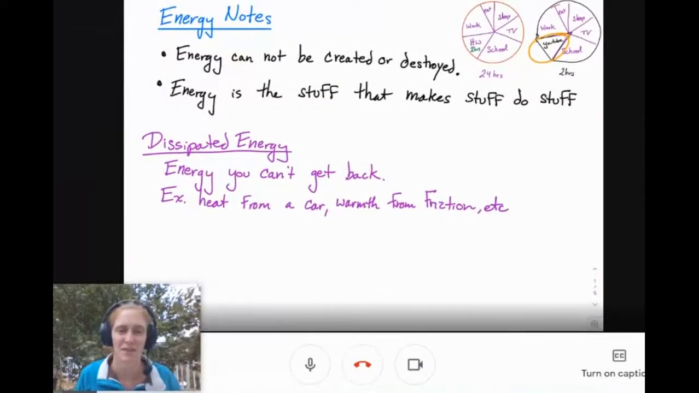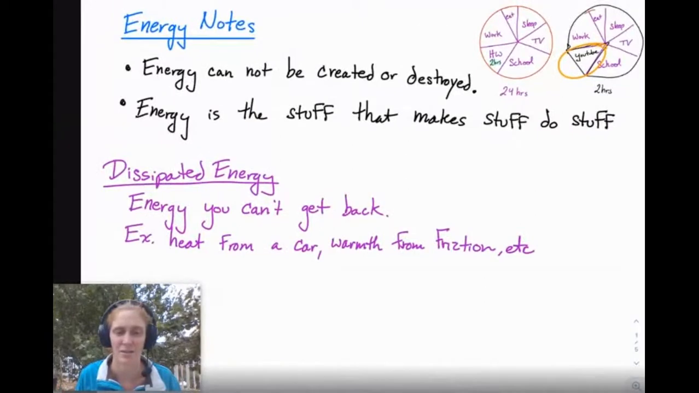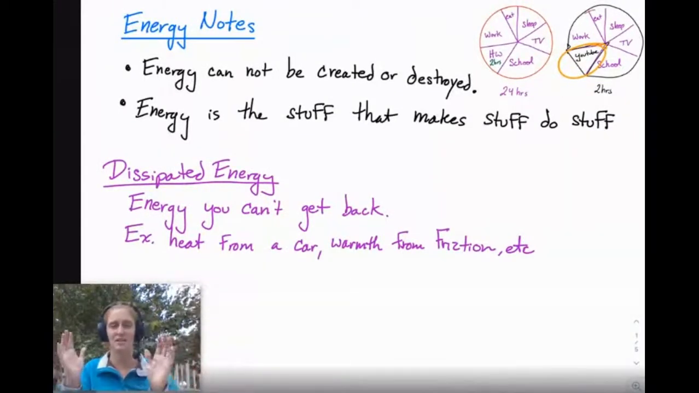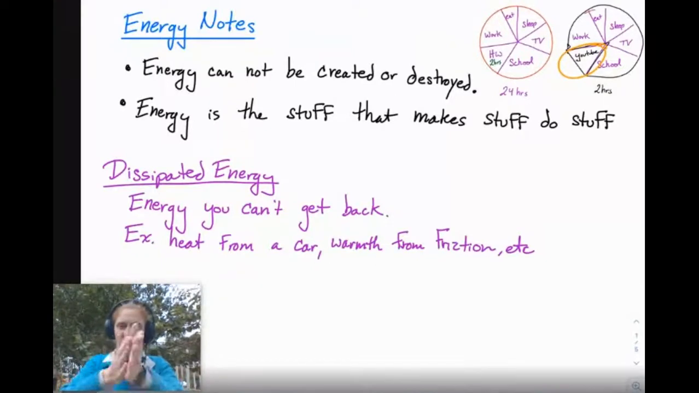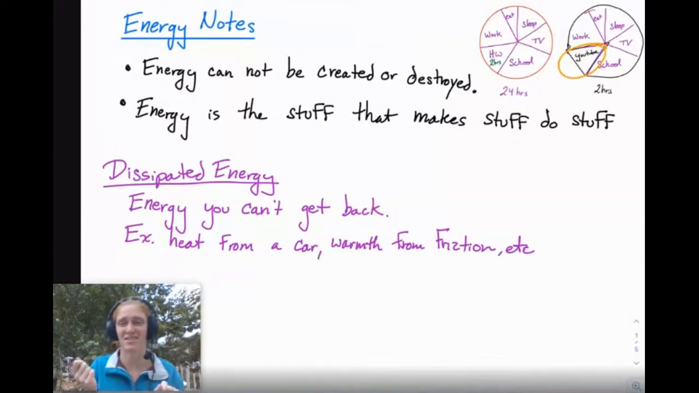So dissipated energy is the energy you can't get back. For example, heat from a car, warmth from friction. If you take your hands and rub them really hard against each other, you'll notice that your hands get warm. That is a form of energy. You're just not really going to be able to do anything with that energy. So we're going to call it dissipated.